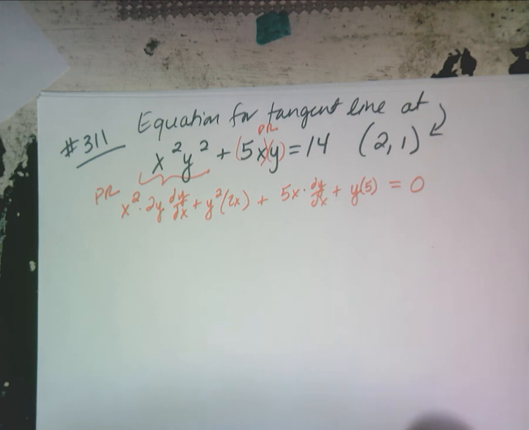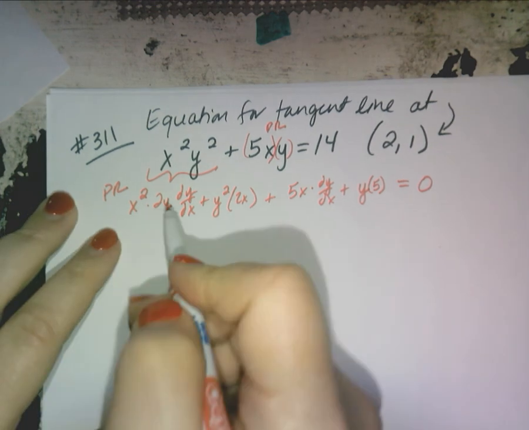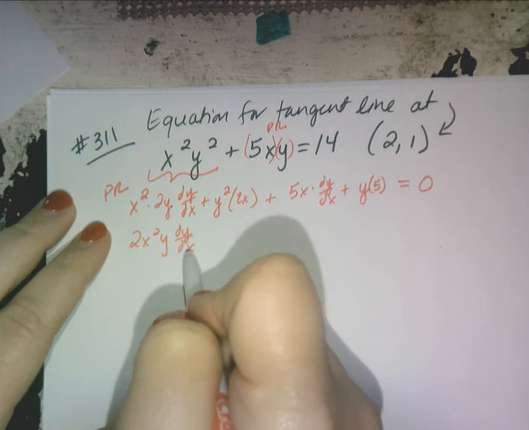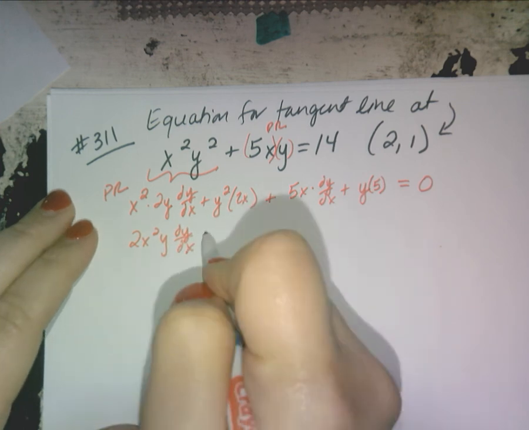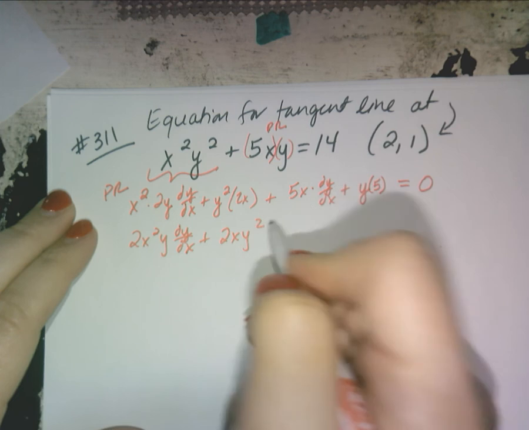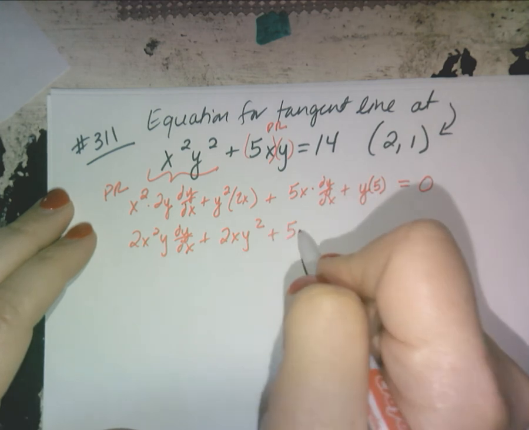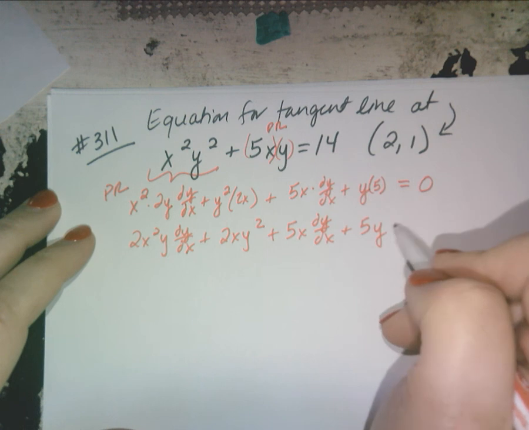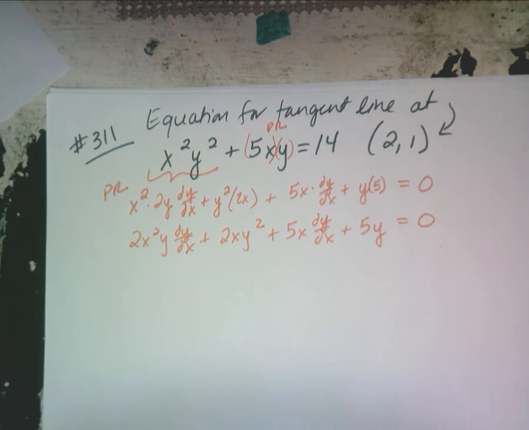0. Okay, now, I hate the way this looks. If you really want to, take a moment to clean this up. Put this in alphabetical order. So 2x squared y dy/dx. Put this in alphabetical order: 2xy squared. 5x dy/dx. That's fine. You can leave it like that. And then this y5, I should really have called it 5y. I know that seems annoying, but just that little bit will save you a headache, okay?